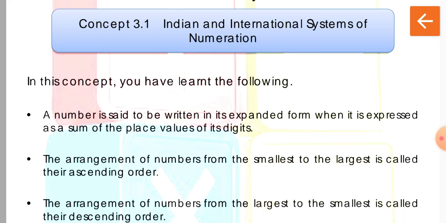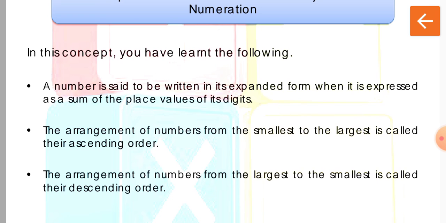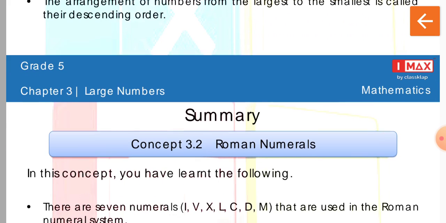Now, the next topic is ascending and descending order. We know what is ascending order. Arranging the numbers from smallest to largest is called ascending order. So, you have to compare the large numbers and then find out which is the smallest one and then arrange them in order. That is ascending order. Now, arrangement of numbers from largest to smallest is called descending order. Okay, practice with large numbers.